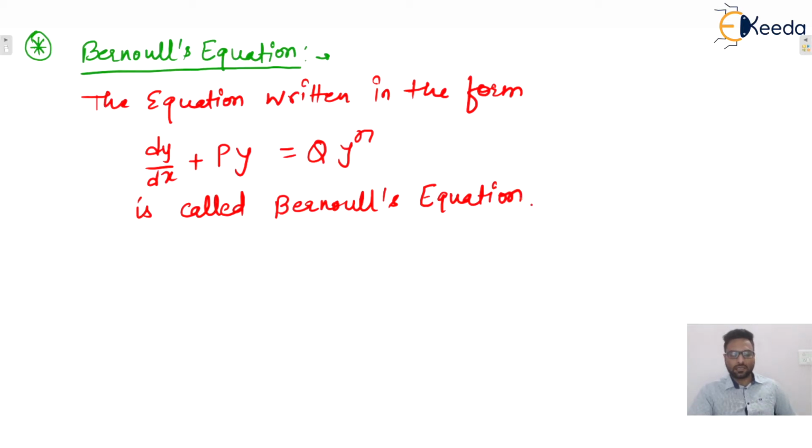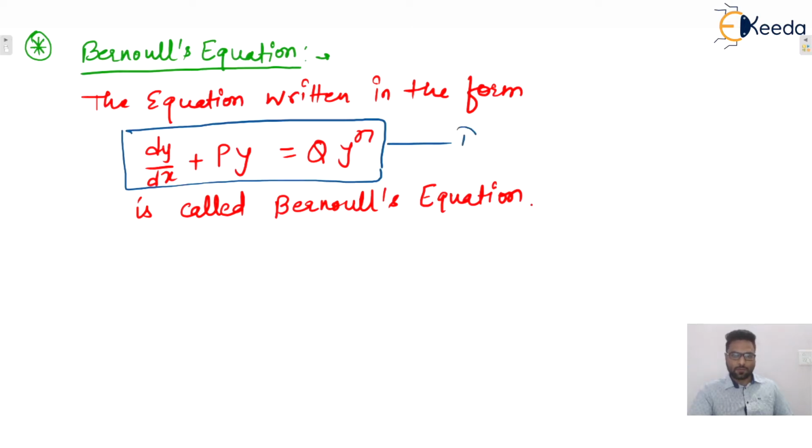Functions of x, nothing else. So in this format, if any equation is written, then that equation is known as Bernoulli's equation. Okay, so we'll see how to solve this type of differential equation. Let us see what is the working rule to solve this particular Bernoulli's equation.